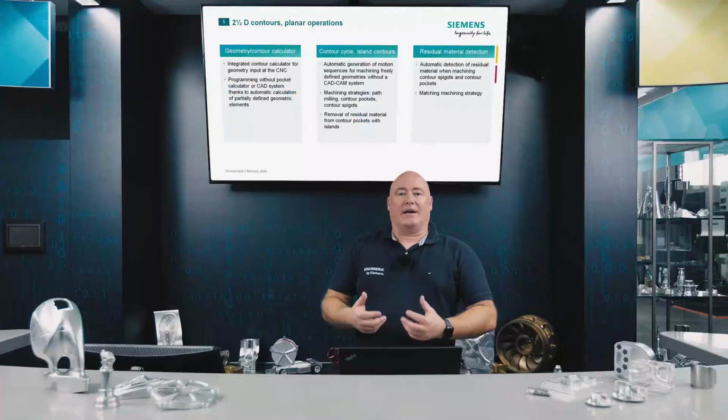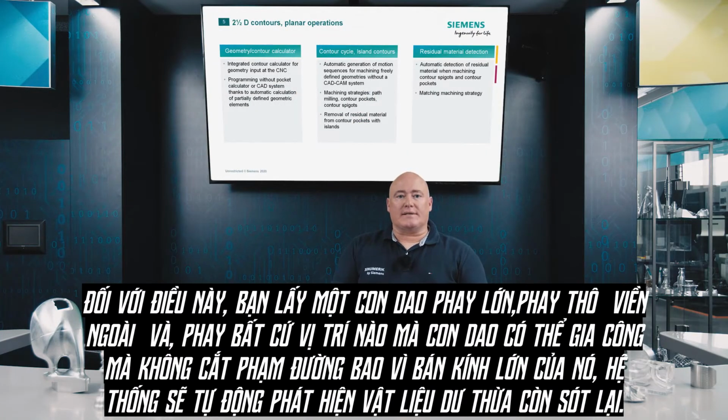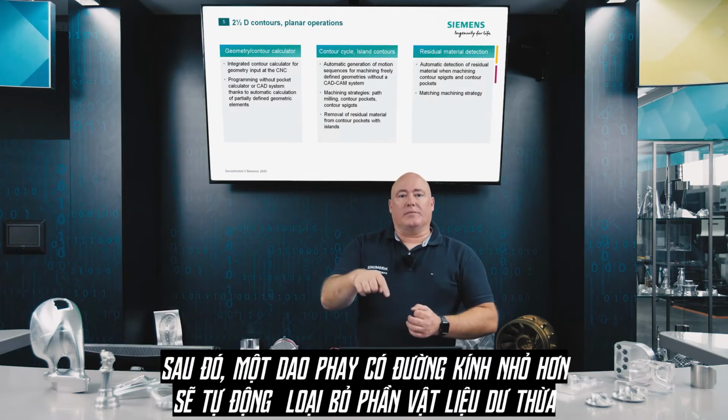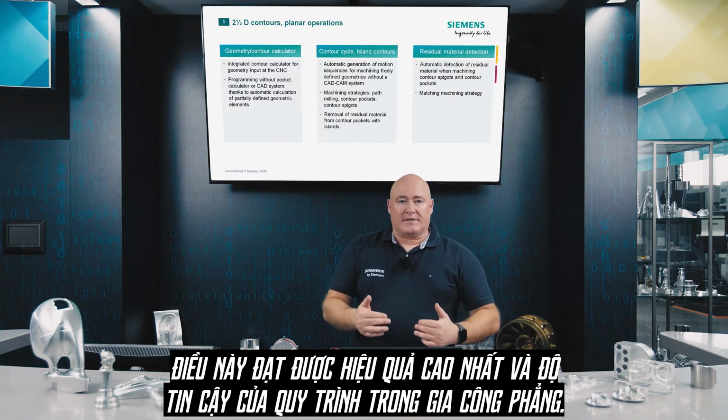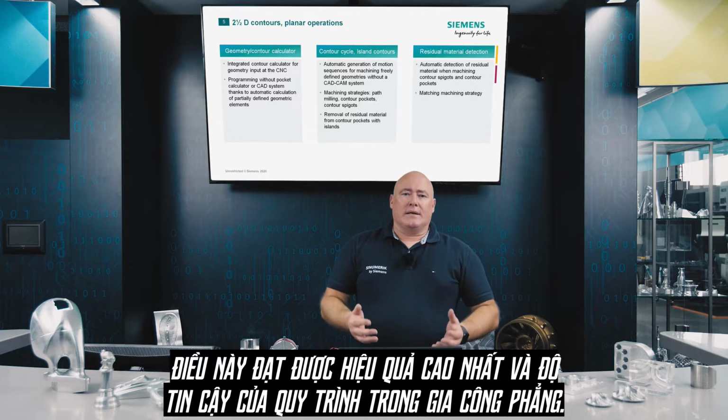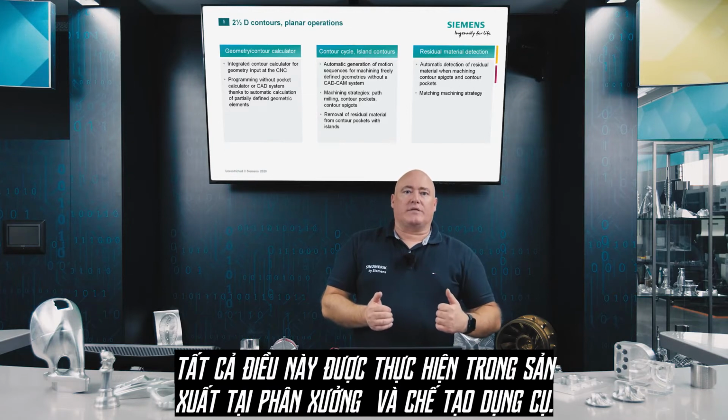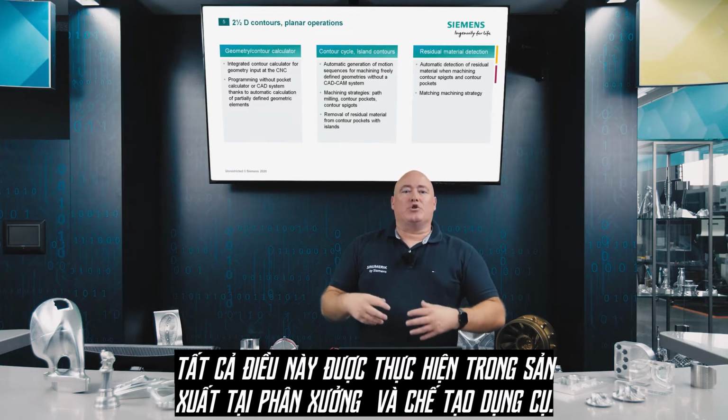detection. For this, you take a large milling cutter, rough out the contour, and wherever the large milling cutter cannot enter without violating the contour because of its large radius, the system automatically detects that residual material has been left over. A smaller milling cutter then clears that away automatically. This achieves the greatest efficiency and process reliability in planar machining. All this is done in job shop production and tool making.